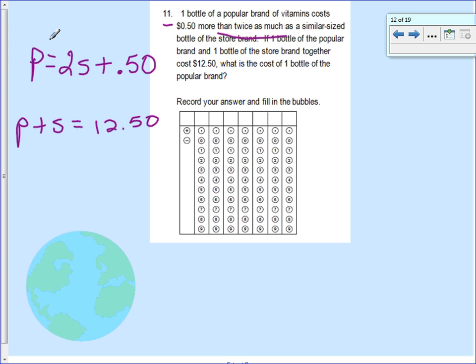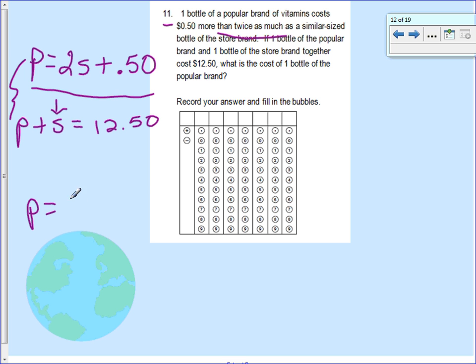I've already solved, P is solved for already. Is that what you got, Brianna? Okay. So you're solving the system to figure out the cost of just one bottle of the popular brand. Does that make sense? So here's what I'm going to do. I'm going to take this equation and solve for S. The reason I want to solve for S is because I want to plug everything in for that S here, so I get P by itself. Does that make sense? Yes.